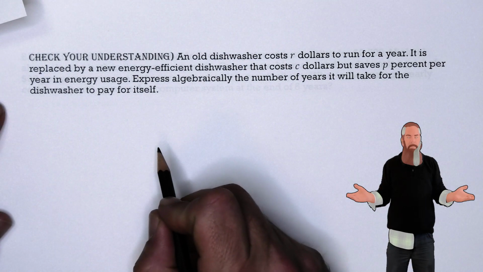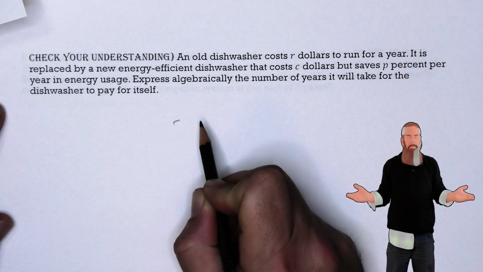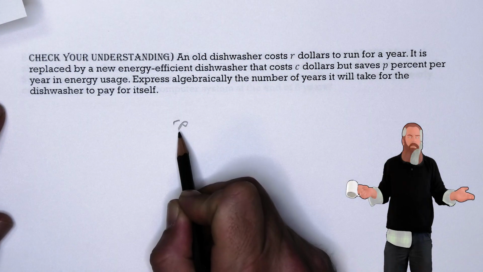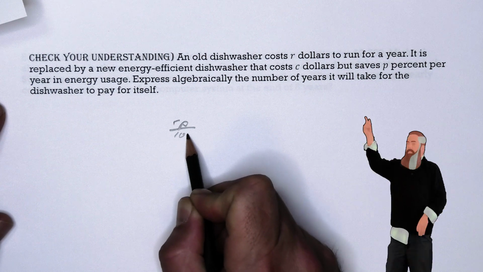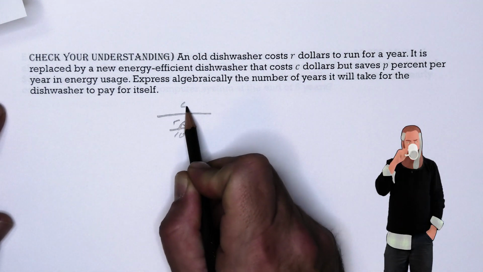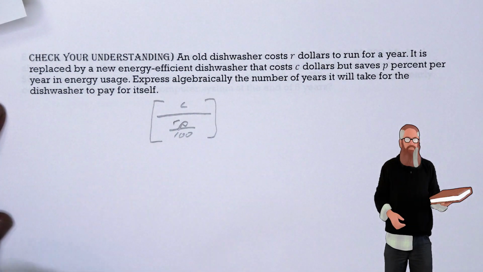So the first thing that we're going to do is the cost to run the dishwasher, R, times the percent that we're going to save, P. Remember that P tends to say something like 3.1, so we want to divide that by 100. All of this will be dividing the cost of the dishwasher itself. So this whole thing becomes our expression.